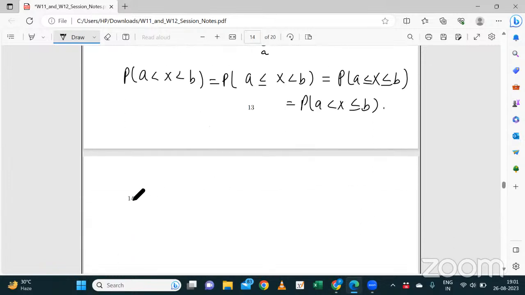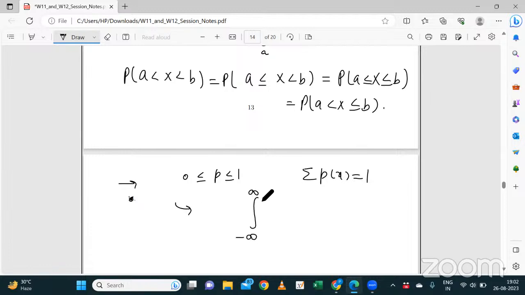We know from discrete distributions the two main properties of probability. Probability of X is greater than or equal to 0, so it should lie between 0 and 1. And the summation of the probabilities is equal to 1. So in case of continuous, the integration throughout the range, which I'm writing as minus infinity to infinity since I'm defining in general, of f(x) dx should be 1.